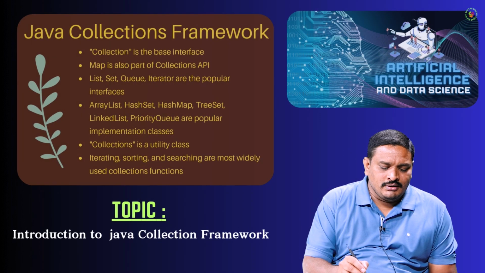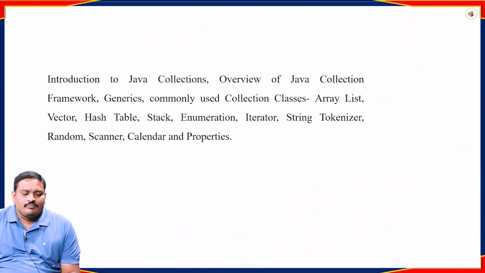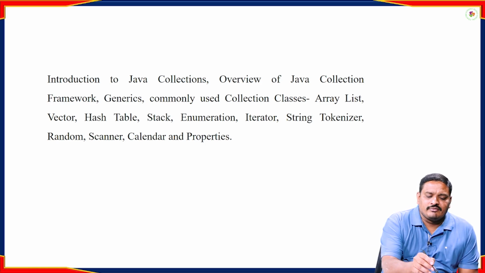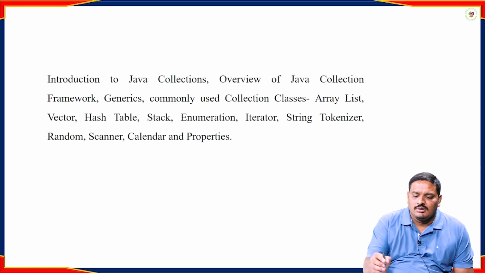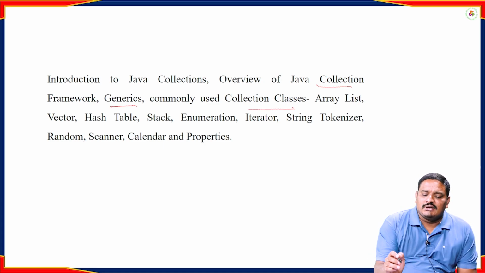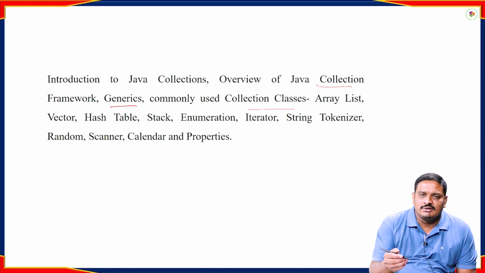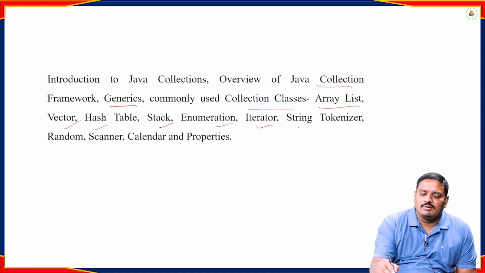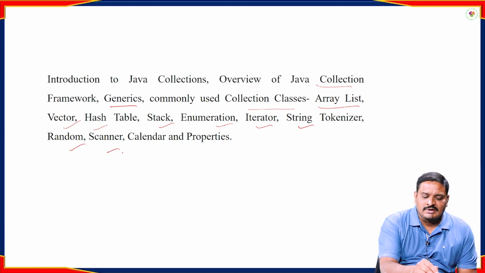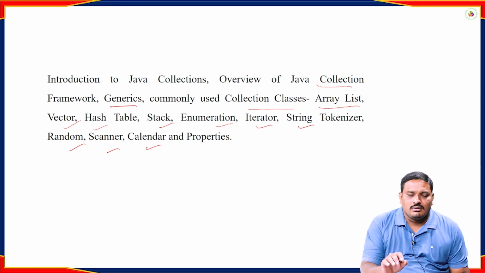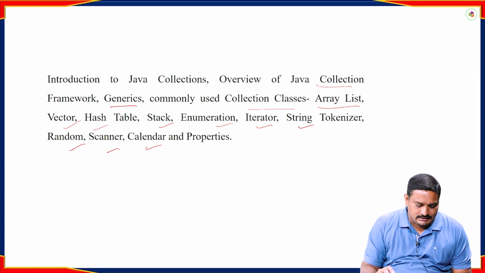Today we will discuss the introduction to the Java collection framework. This is our course subject. For the syllabus in Java collections, the first topic is the introduction to Java collections, overview of the Java collections, generics, and the common collection classes. Under the common collection classes, there are different types of classes: ArrayList, Vector, Hashtable, Stack, Enumeration, Iterator, StringTokenizer, Random, Scanner, Calendar, and its properties. These are our topics under the Java collection.